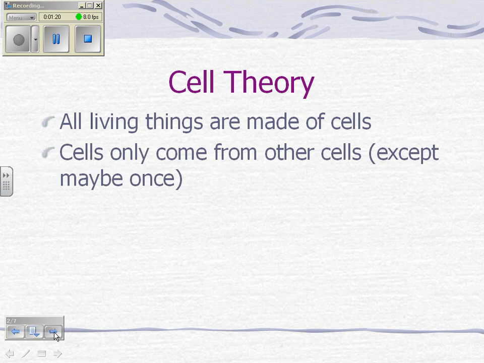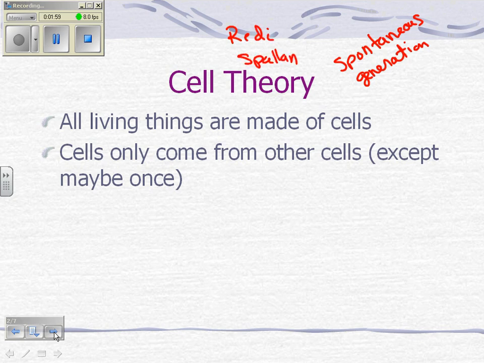Cell theory part number 2. Cells only come from other cells. We've never seen a cell arise from nothing. We discussed this back in the beginning of the year when we talked about spontaneous generation, which we now know is not true. We looked at some experiments that were done by Francesco Redi and Lazzaro Spallanzani that proved that spontaneous generation was not the truth. And of course, we had to get cells from something else at least once. That's a discussion for another day.